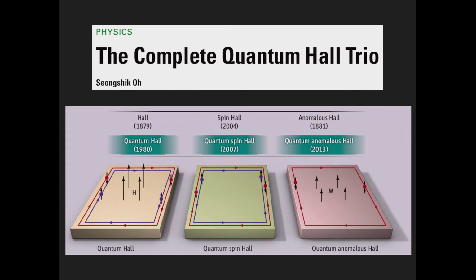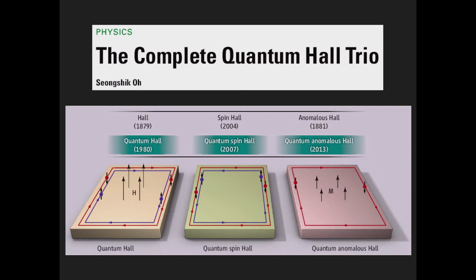And after the paper is published, there's a perspective by Sean O in Science called the complete quantum Hall trial. It means the quantum Hall effect, the strong magnetic field, quantum spin Hall effect discovered by Professor Molenkamp in 2007, and the quantum anomalous Hall effect have both been discovered. In fact, these two effects are pretty similar to each other because time reversal symmetry is broken. We have this chiral edge state.